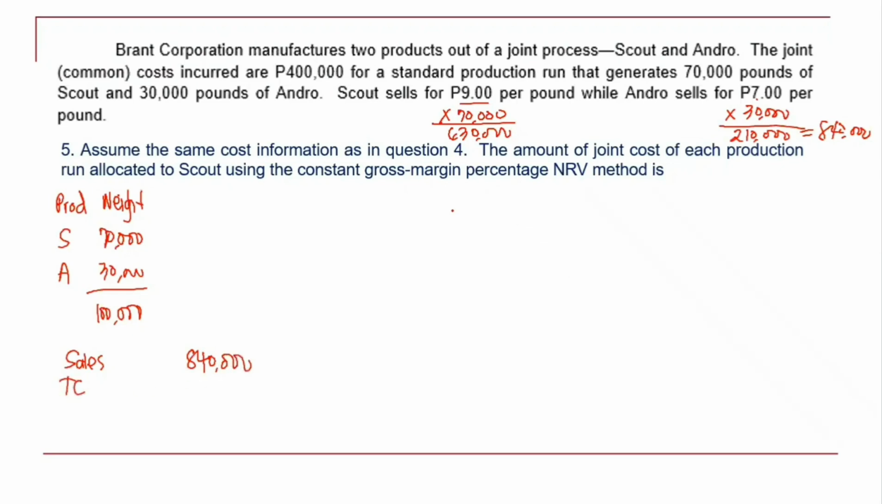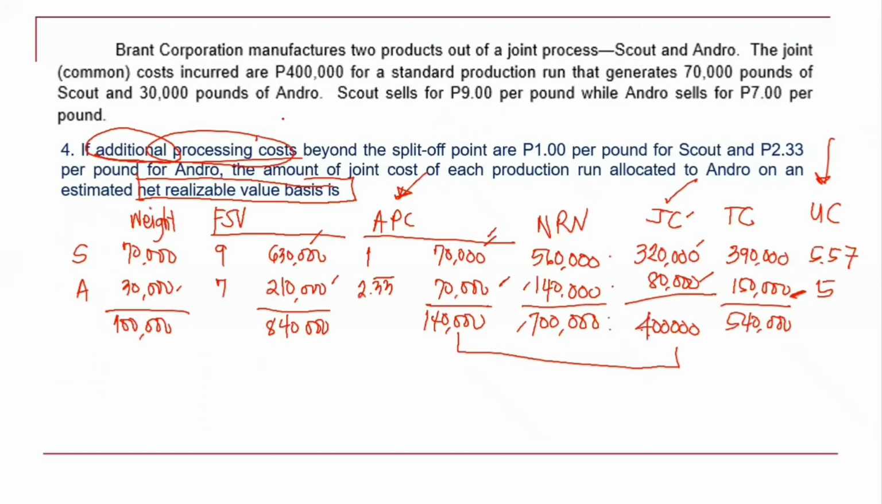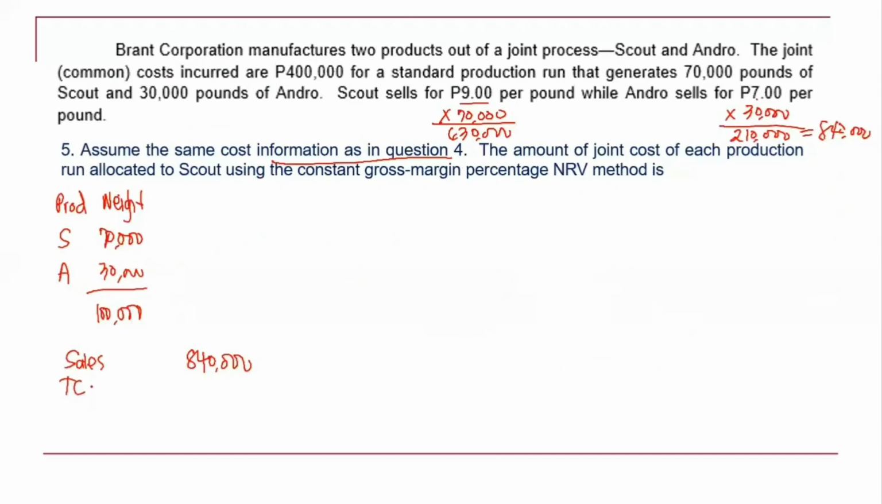Magkano total cost natin? Di ba sabi natin, ang cost natin ay kapag pinaprocess further. Sabi dito, we are going to assume the same cost information in number 4. So number 4 natin, if we go back, ito ay pinaprocess further. Kaya naman, ang total cost natin ay pinagsamang joint cost at saka additional processing cost. Ayan. So magkano ba yung joint cost natin? Sinabi na 400,000. Magkano yung additional processing cost natin?